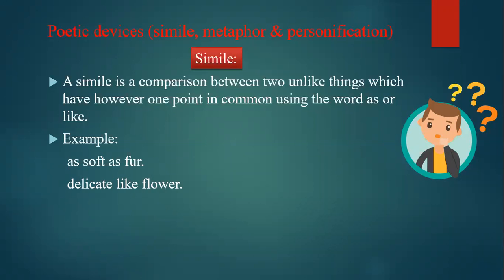So if you see it in a poem, I'll recite a verse for you. My heart is like a singing bird whose nest is in a watered shoot. So in this verse, the poet is comparing his heart with a singing bird, okay, by using the word like.